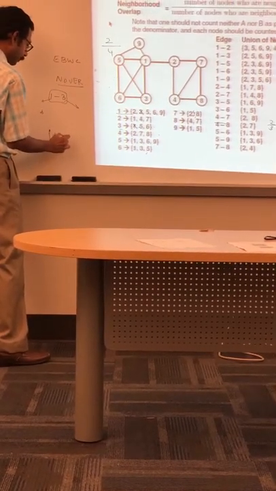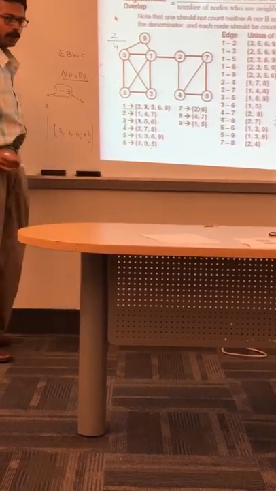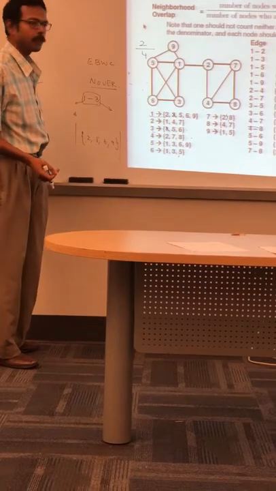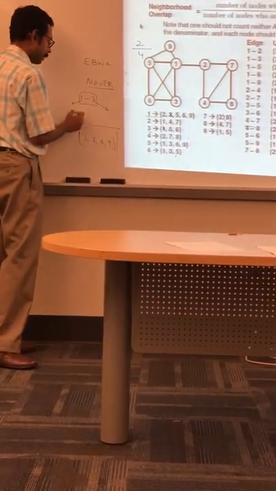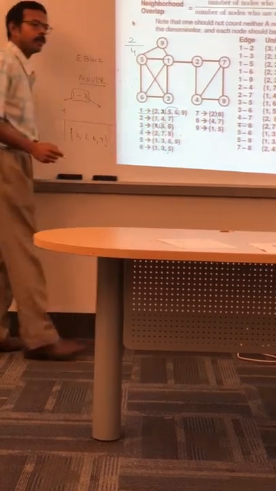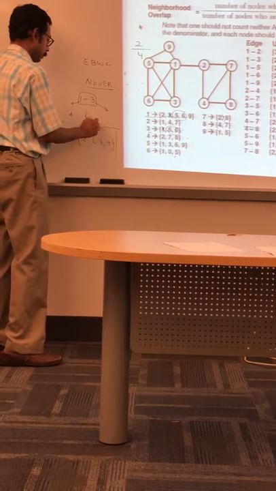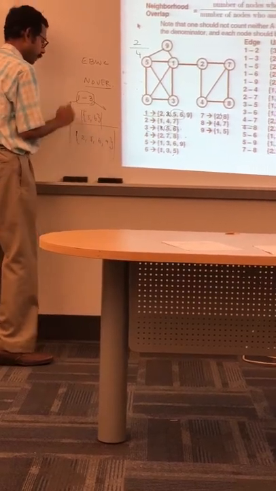Is that clear? So that's the union of the neighbors of 1 and 3. And the intersection of the neighbors is what? 5 and 6 are present in both the sets. So that's the intersection, the common neighbors. That's how you calculate the ratio.